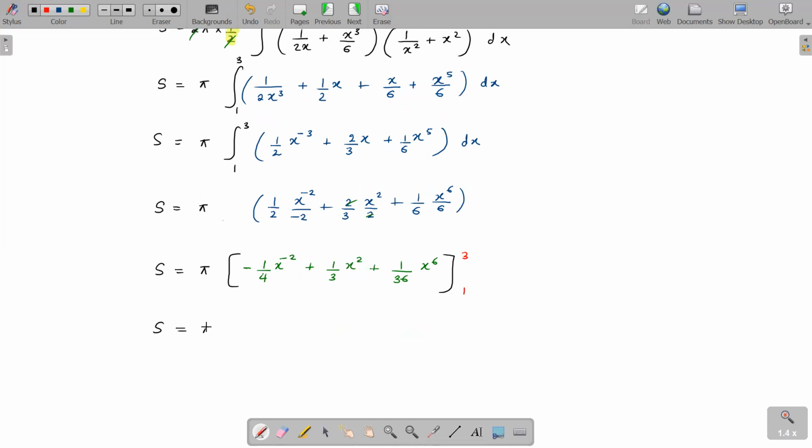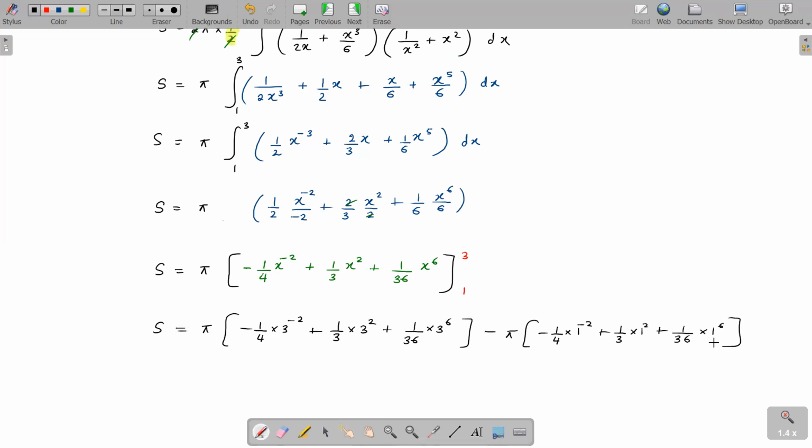The limits: 5 times minus 1 over 4 into 3 to the power minus 2 plus 1 over 3 into 3 to the power 2 plus 1 over 36 into 3 to the power 6, minus 5 times minus 1 over 4 into 1 to the power minus 2 plus 1 over 3 into 1 square plus 1 over 36 into 1 to the power 6. So it's a matter of typing in the calculator to get me the exact answer.